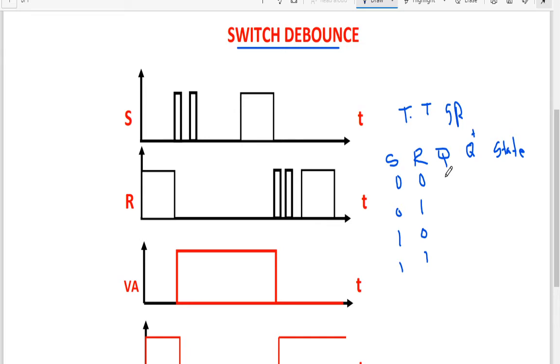Then if you look into this, what is the state? This will be Q, and this will be in Q bar state. What is the first state, students? This is the previous state. We have this previous state.